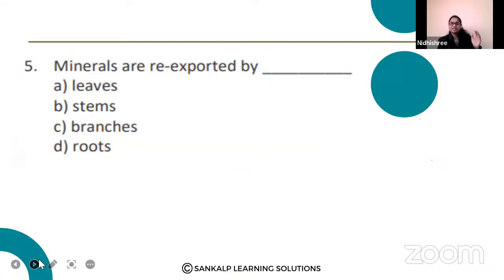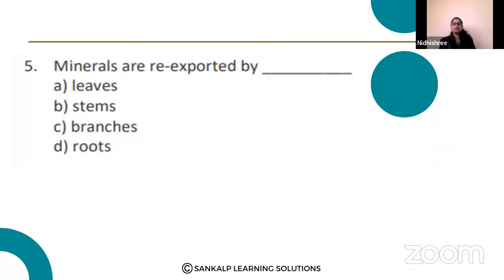They are asking, minerals are re-exported by which part of a plant? Option A, leaves. Option B, stems. Option C, branches. Option D, roots. Okay. Veera, option C. Rakshita, option A. Chandana, option B. Aishwarya, option B. Fine. Lohit, option A. Dyuti, option B. Shilpa Nayak, option A. So most of you voted for option B. Few of you voted for option A.